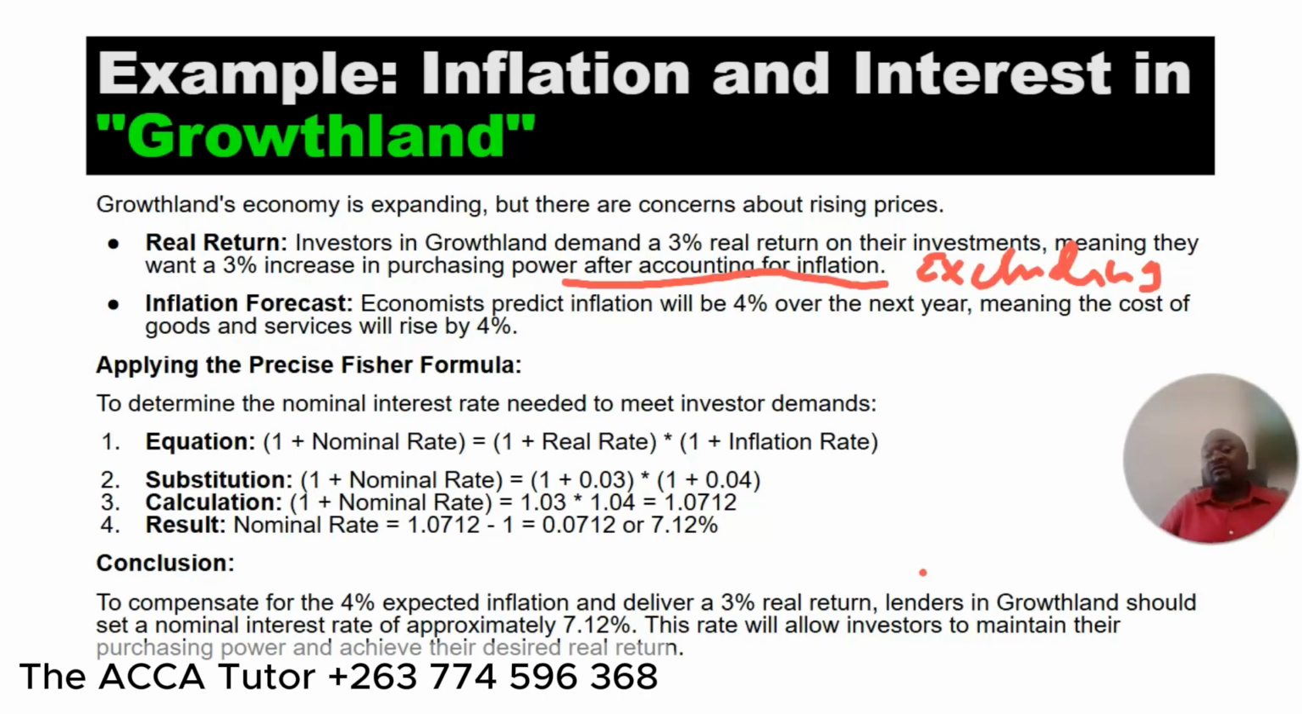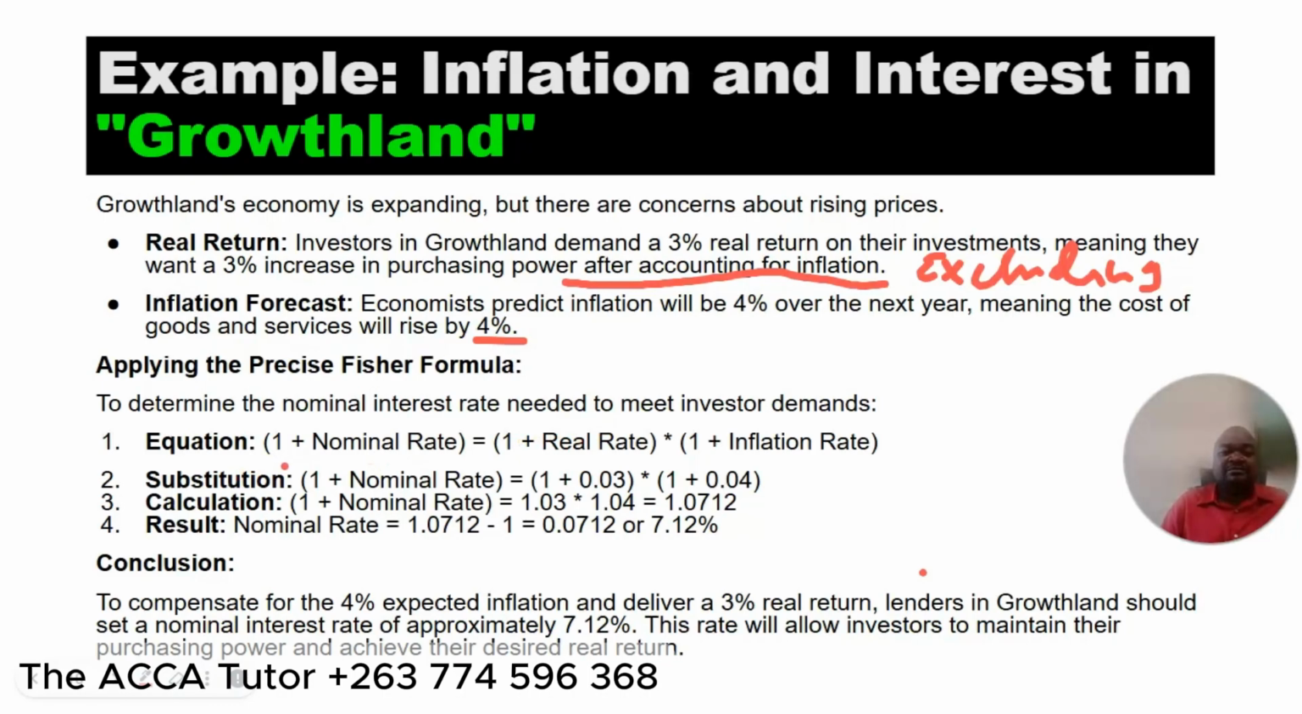Now, what about the inflation forecast? Economists predict inflation will be 4% over the next year, meaning the cost of goods and services will rise by 4%. Remember, the definition of inflation is the general rise in the prices of goods and services, the general rise. So we are given those, and a clever student is now in a position to compute the nominal rate of interest.